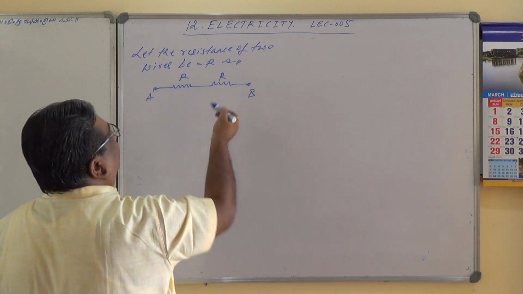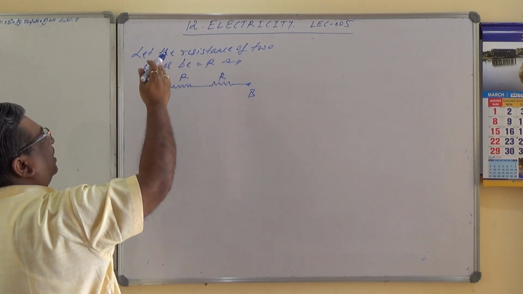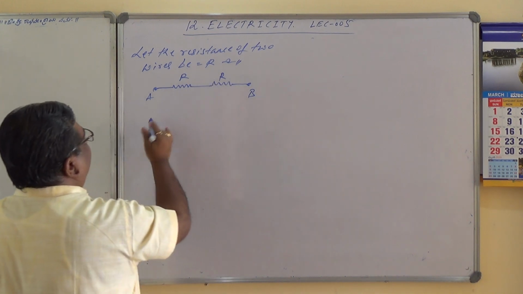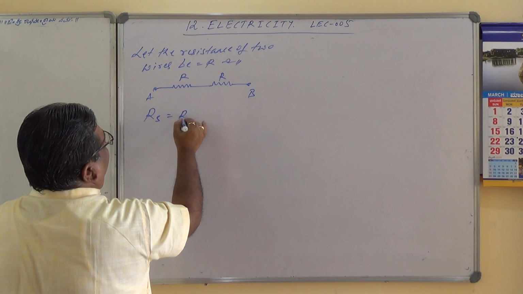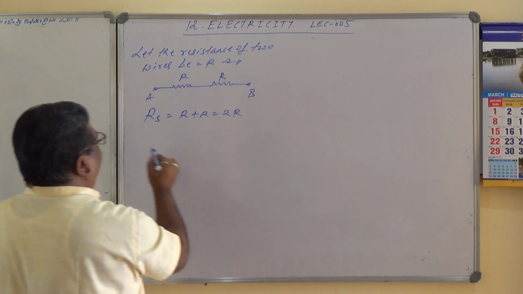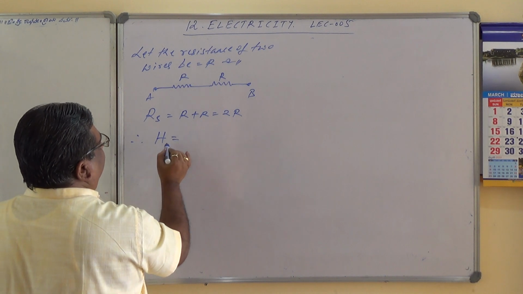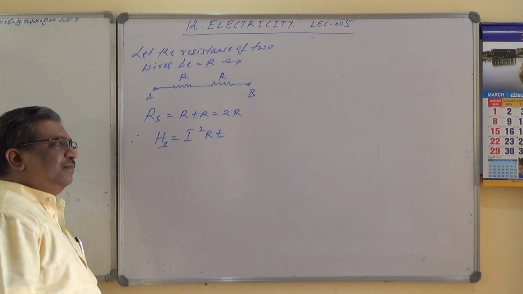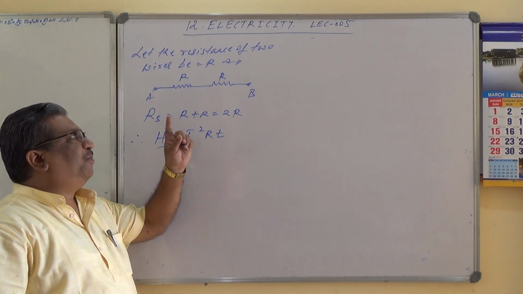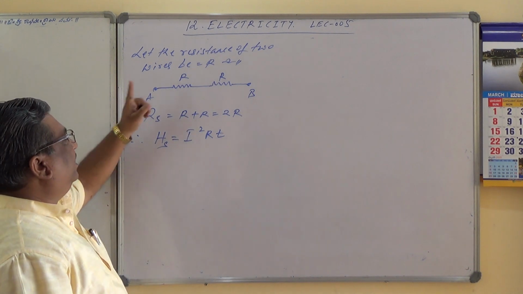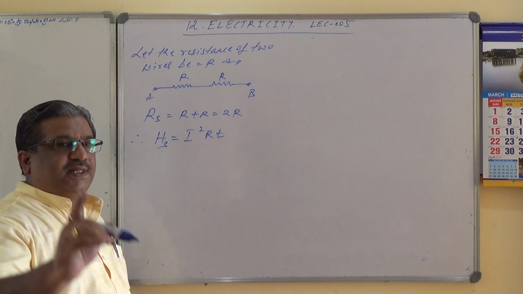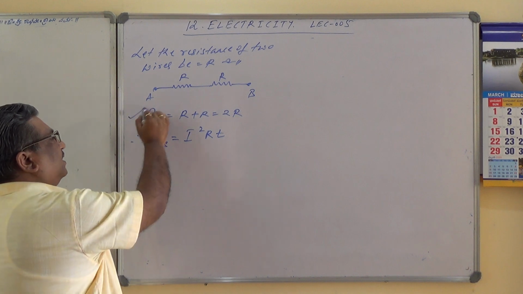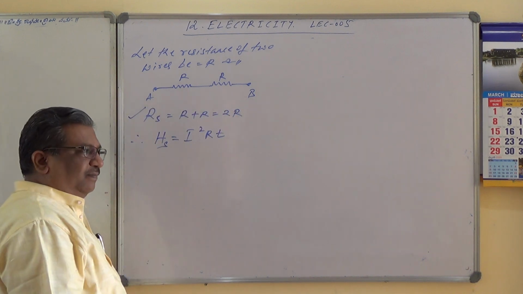The question is about the heat produced. First let me find out the heat produced in this. Is there a potential difference given? No. The heat produced in this, Rs equals R plus R, which equals 2R. Now the heat produced in series combination, I am taking I square R into T. If the potential difference is V and the effective resistance is Rs, I must express this entire I square RT in terms of resistance and potential difference V.